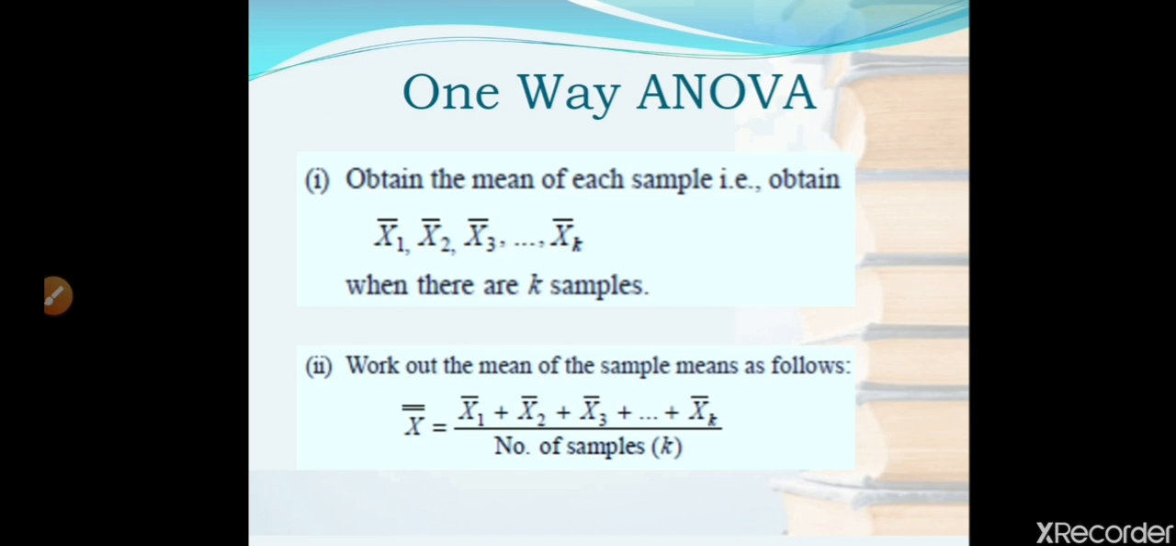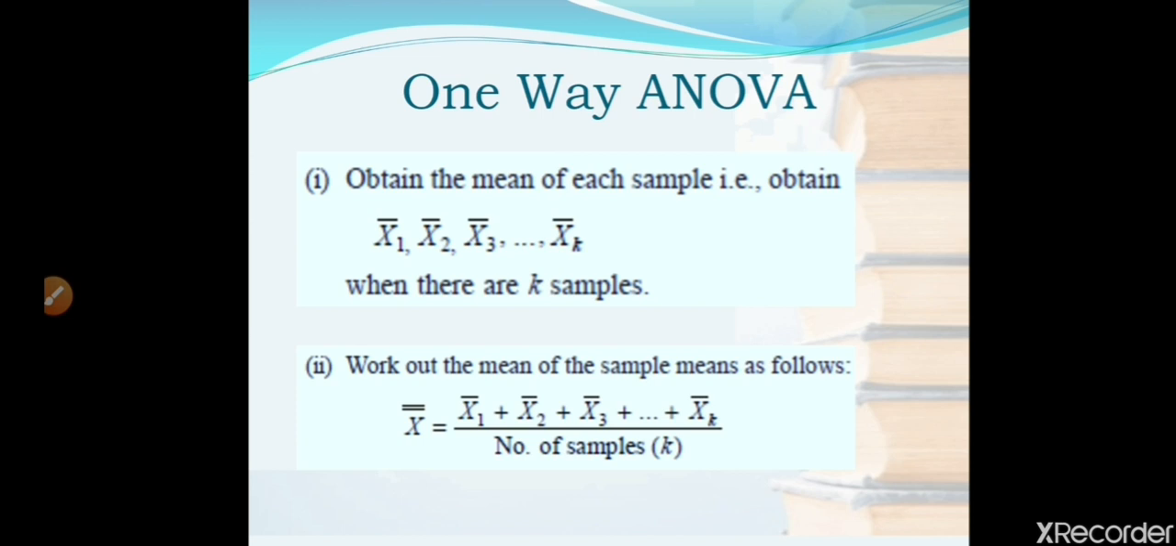So first of all, we will calculate the mean of each sample. So there are certain number of items in each sample. We have taken 2 samples, 3 samples or multiple samples. Okay, if we are having k number of samples, each sample will have some number of items in that. So for those items or for those values within the sample, we will find out the mean, that is x1 bar, x2 bar, x3 bar.